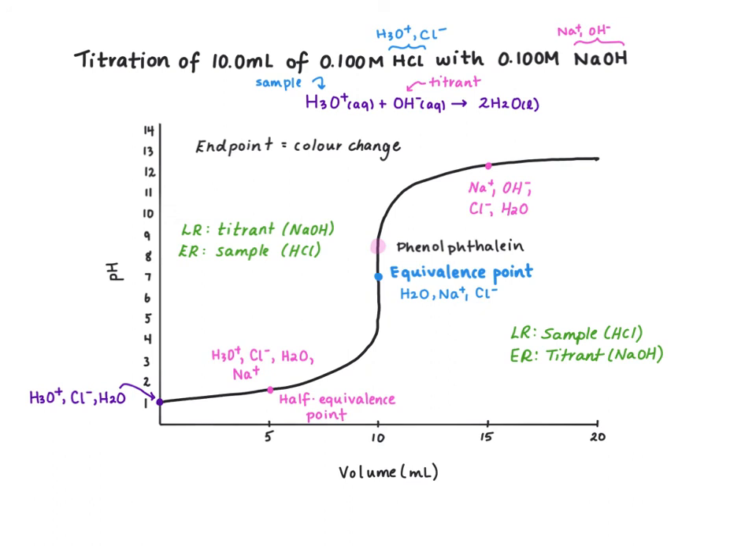Another indicator we could choose would be bromothymol blue. Bromothymol blue is going to turn green at a pH of 6 and stay green until 7.6. Below that, it's going to be yellow, and above that, it's going to be blue. So bromothymol blue would also be an acceptable indicator to use because its color change is very close to the equivalence point pH for our titration.